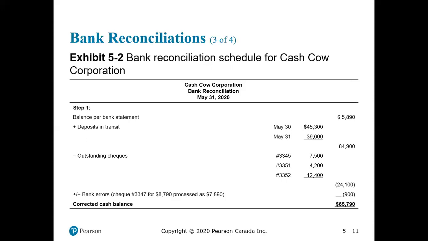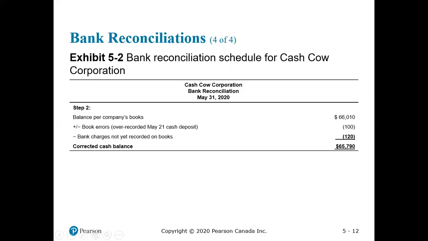And the final item on here is a bank error for $900. So it says on page 207 that there was a bank error, that check number 3347 was written for $8,790, but when the bank processed it, they switched some numbers around and processed it for $7,890 instead. So since the actual amount of the check is $900 more than what the bank put through, we need to subtract that from the bank balance. So in this case, for step number 1, the corrected cash balance is $65,790.